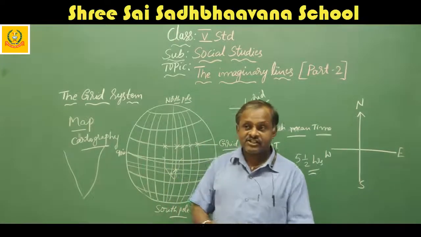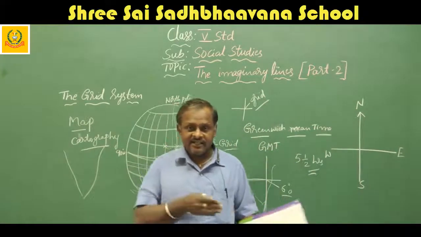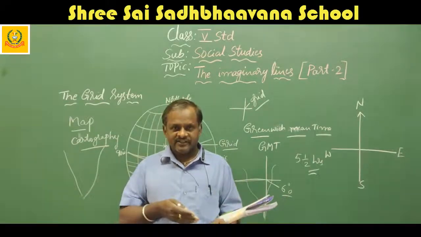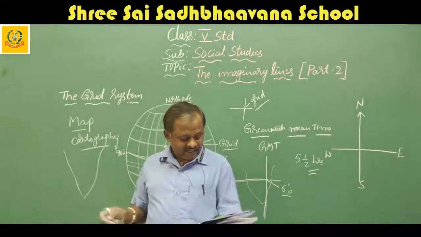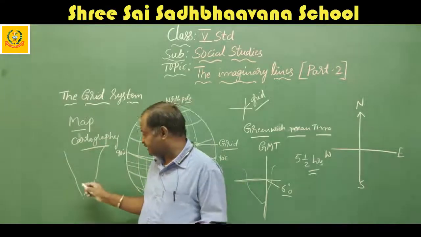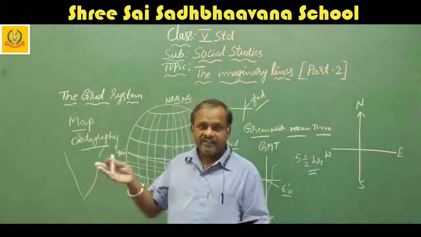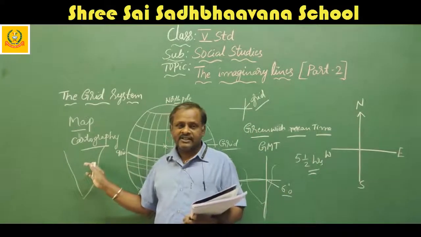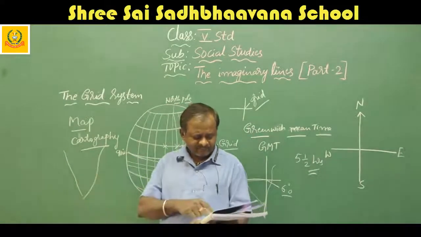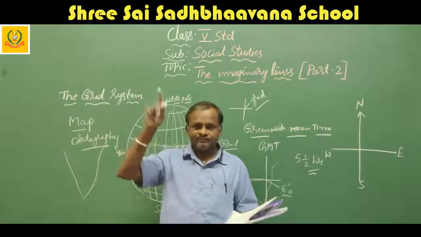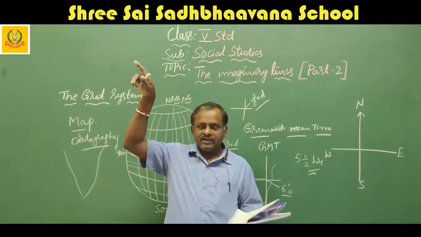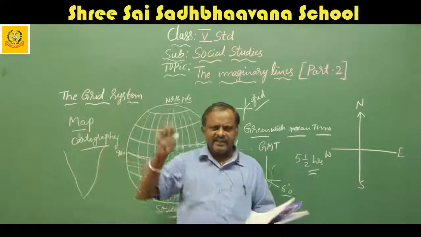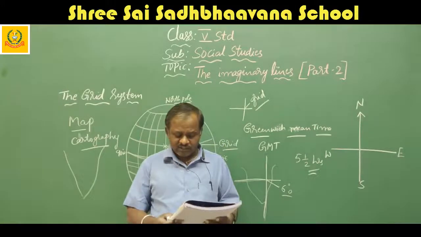Industries, where the industries are located, either in rural areas, in towns, or in metropolitan cities. And minerals also, where we are getting more iron ore, where we are getting more aluminium ore. All those things are represented in the map. Trade routes, that means from Delhi to Kanyakumari, from Bangalore to Kanyakumari, or from Bangalore to Delhi, we will look at the routes also.